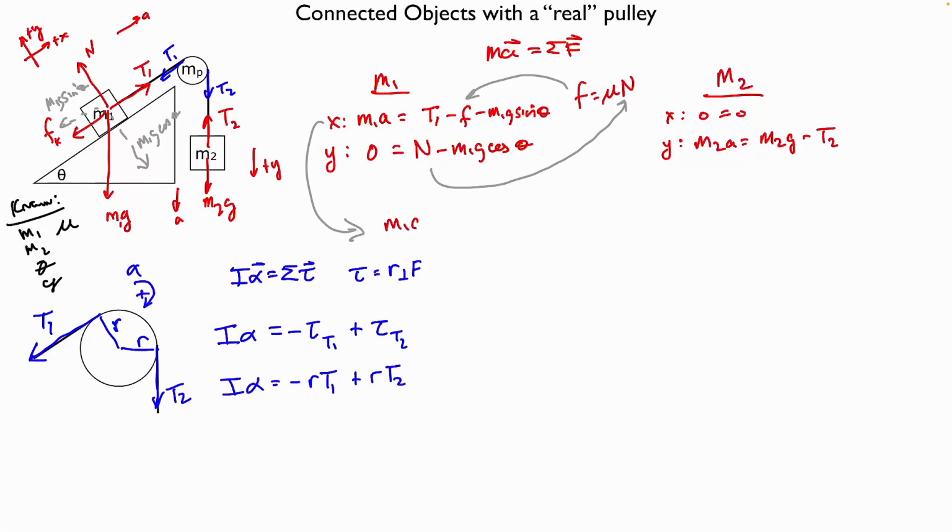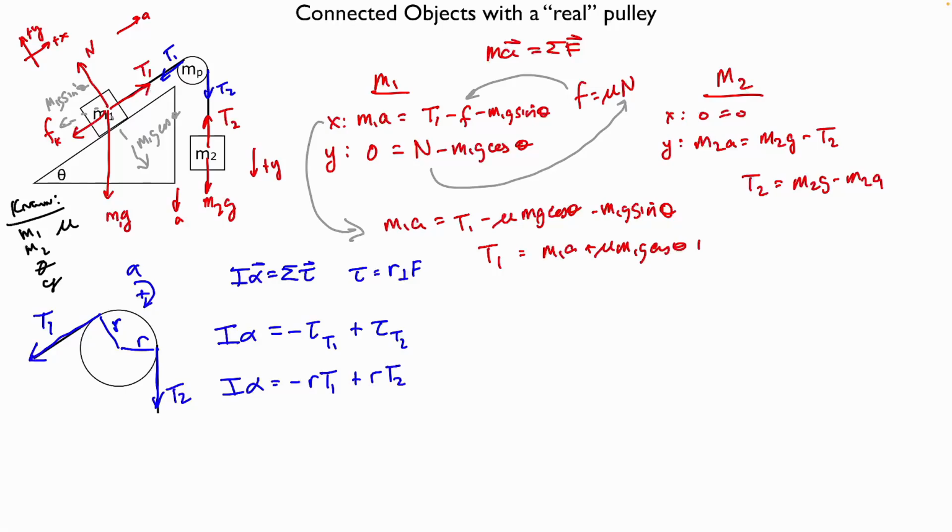So this is m1a equals T1 minus mu m1g cosine theta minus m1g sine theta. I'm just doing this fast because I've done it before. And then over here, it's just m2g minus T2 equals m2a. I'll rearrange this one for T1. T1 is going to be m1a plus mu m1g cosine theta plus m1g sine theta. Okay? So I found T1 and T2.